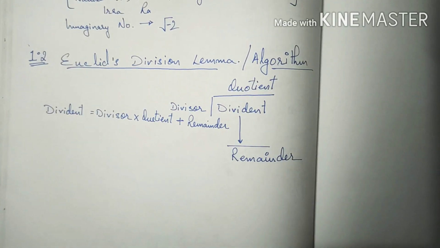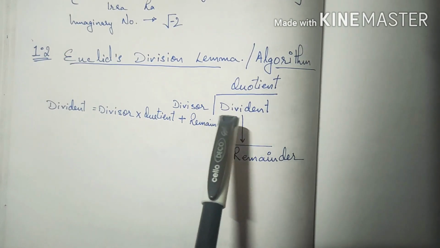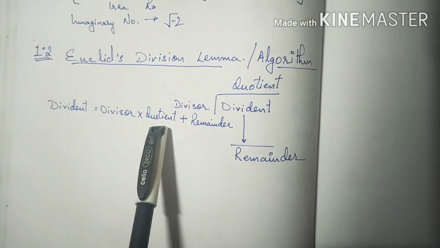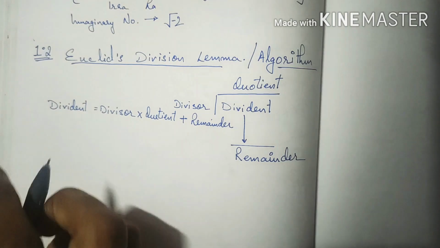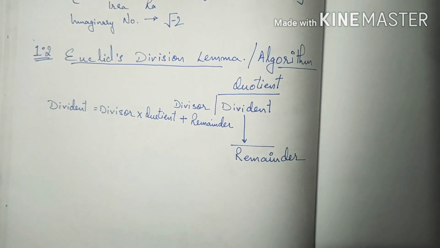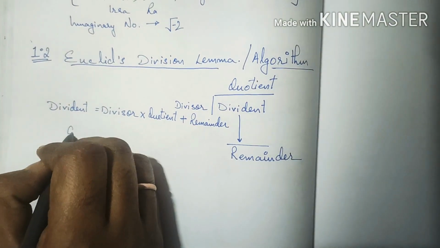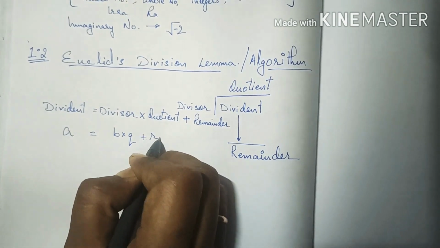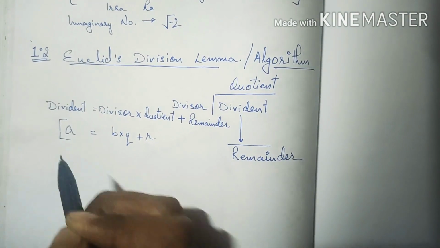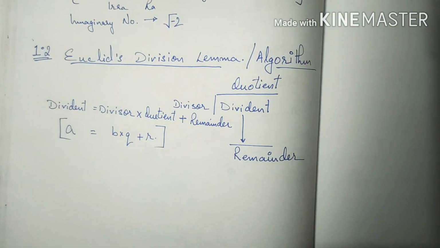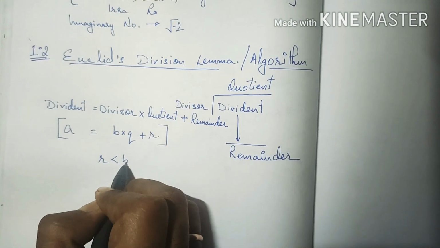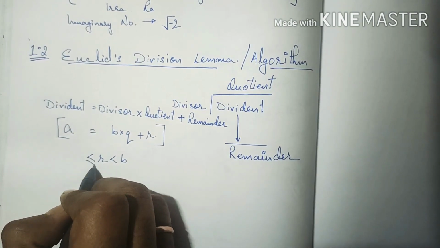that when we divide a number, we call it a dividend. We divide it with the divisor and the answer is the quotient, and we have a remainder. So in this way, dividend is equal to divisor into quotient plus remainder. Let's say this dividend is A and the divisor is B, quotient is Q and remainder is R. So Euclid termed this as Euclid's division lemma. In this part we have a very important thing, that R should be less than B and greater than or equal to 0.